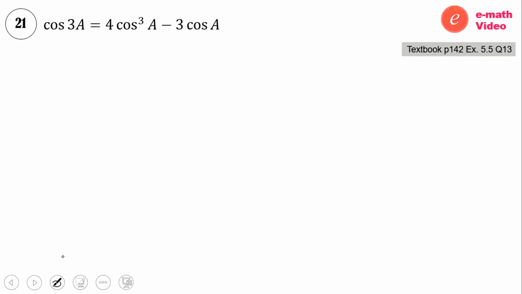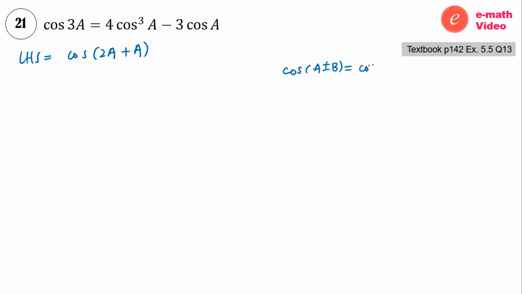Number 21, we have cos 3a on the left hand side, but we don't have a triple angle formula. So on the left hand side, we will let it be cos(2a + a), because we have the double angle formula and the addition formula, so we can use them. Okay, let me write for you. Cos(a ± b) equals cos a cos b ∓ sin a sin b. Sub it in here, we will have cos 2a cos a minus sin 2a sin a.